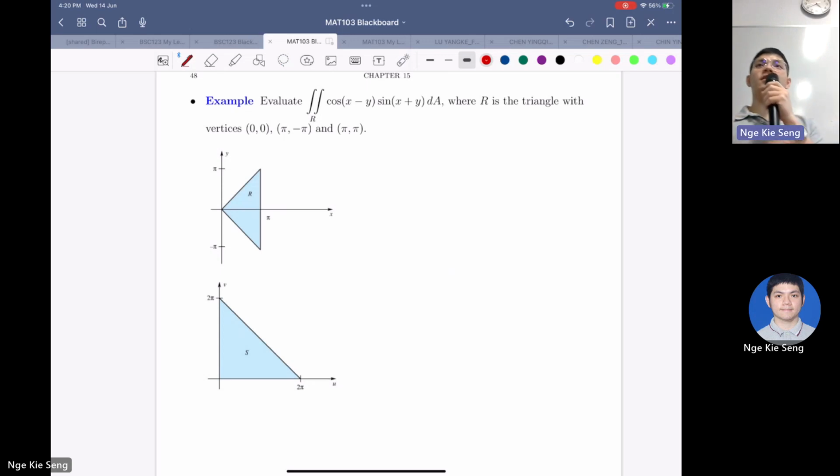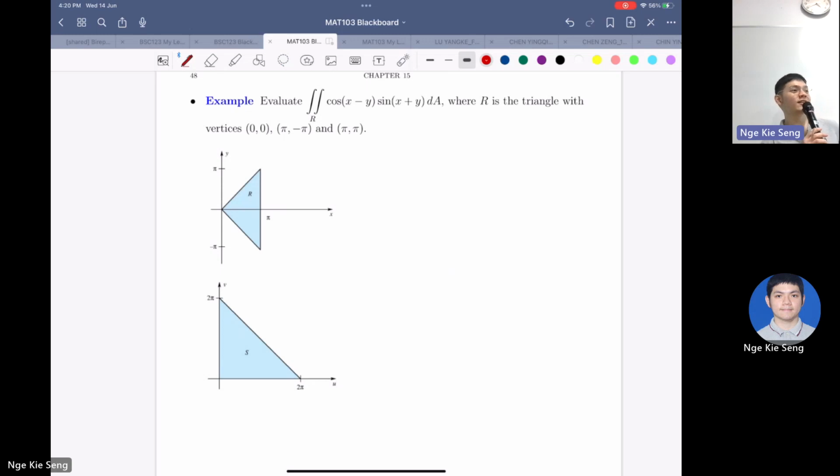Okay, let's start. Consider this integral here: the integral of cos(x minus y) sine(x plus y) dA over a triangle with three vertices: (0,0), (pi, minus pi), and (pi, pi).